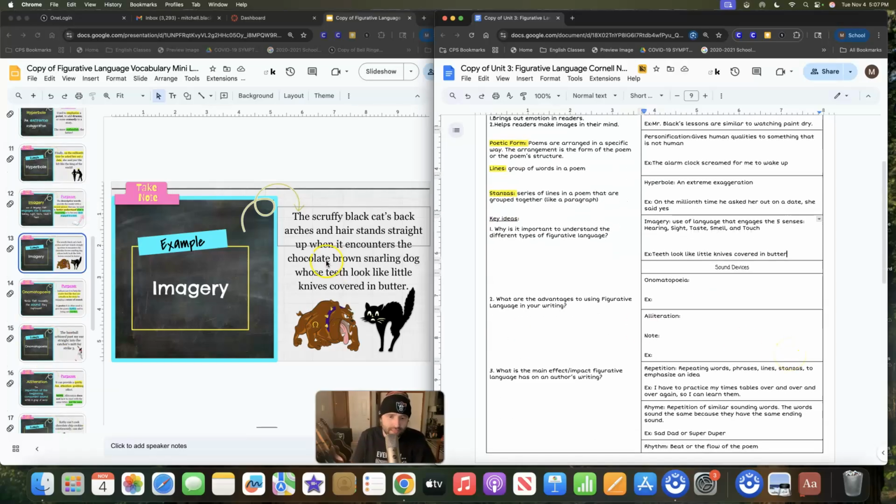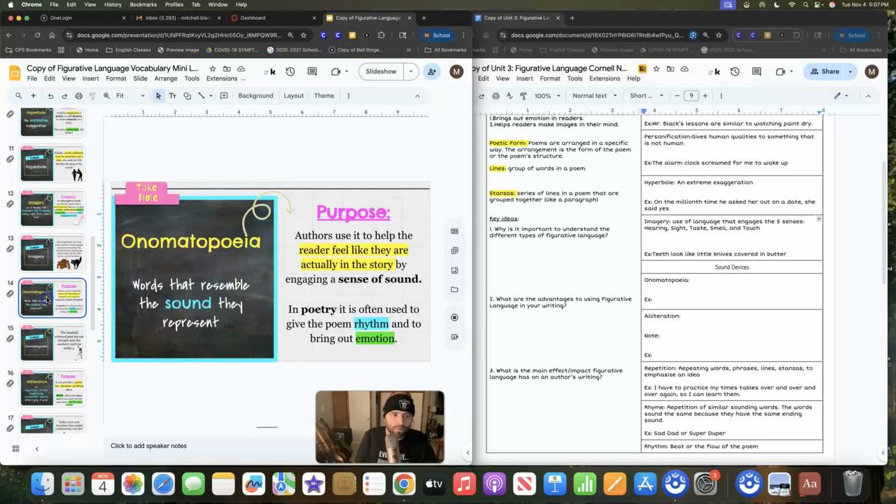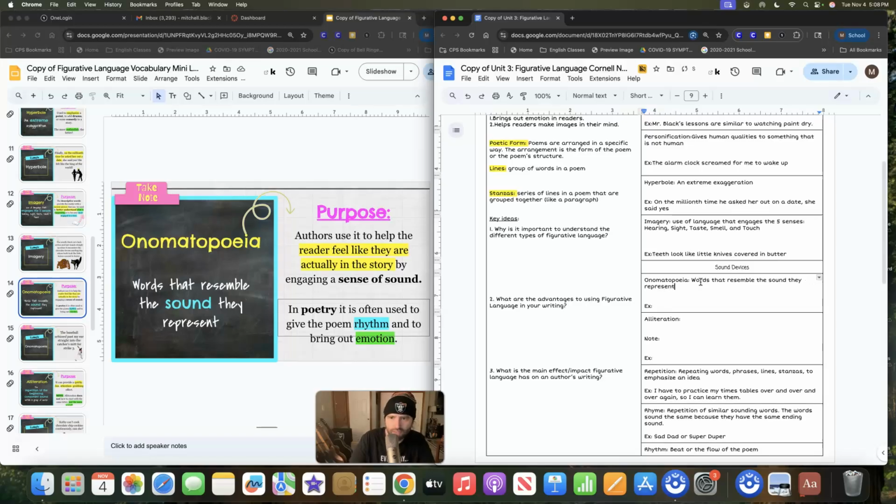Now, I have 2 sound devices, and then you guys are done with the notes. Now, sound devices are sometimes the same as figurative language. They're lumped in together, but sound devices are things that we really find mostly in poetry. It's not necessarily in all types of writing, but I think we have heard onomatopoeia enough. I mean, we should know that they are words that resemble the sound they represent. Knock, bang, boom, pow, right? I'm gonna say knock. And then you could also do animal sounds like bark.